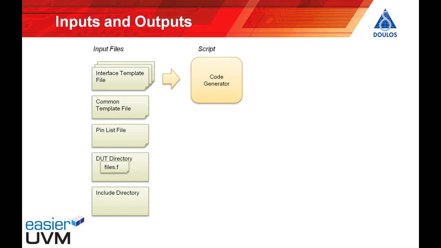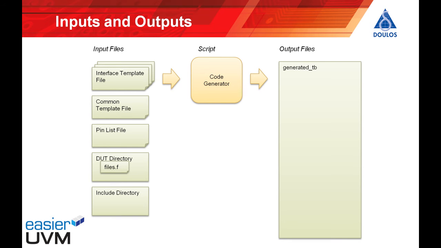So the code generator takes this set of input files and generates a set of output files, all within a single directory. The actual directory name defaults to generated TB, but like most things in the code generator, it's customizable, so you can actually change this name generated TB from a setting in the common template file if you really want to.